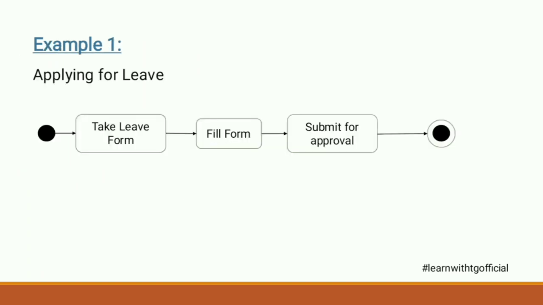We will see an example for applying for leave. Here is the representation of an activity diagram for leave application, where applying for leave is the activity, and take leave form, fill form, submit for approval are actions. The circle with fill at the start is the initial node, and the bullseye at the last represents the final node.